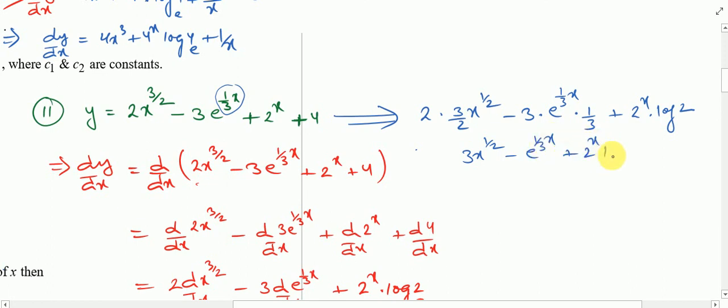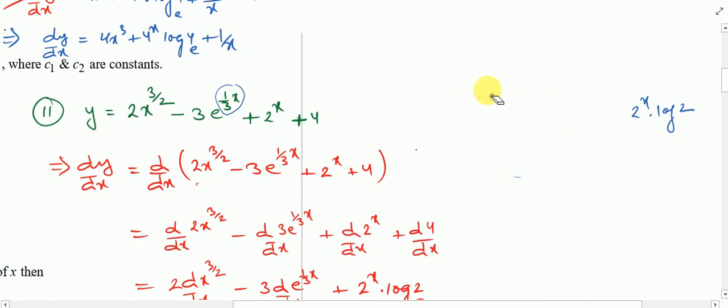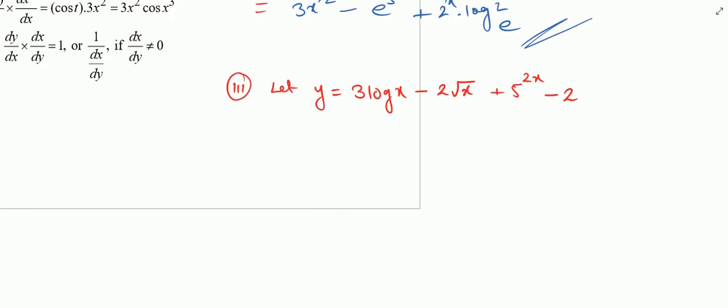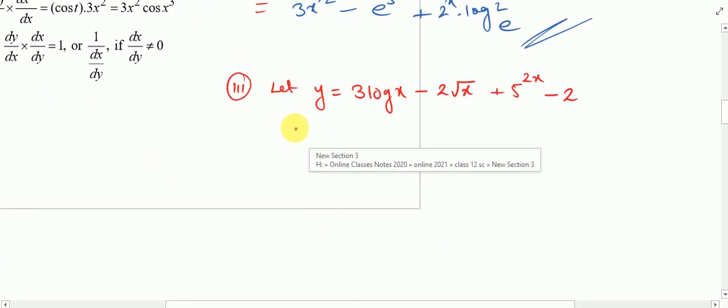So believe me, this differentiation is not tough, provided you know the formula. Clear? So this was question number 2. Now see question number 3.